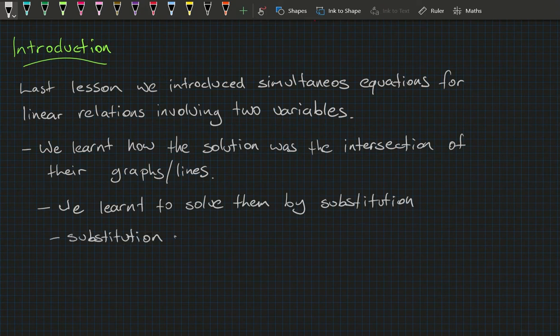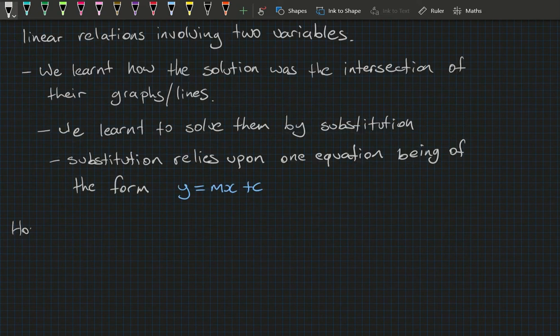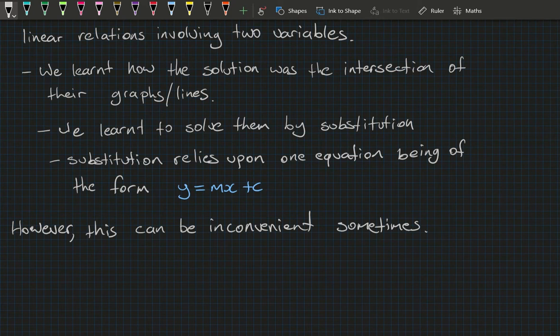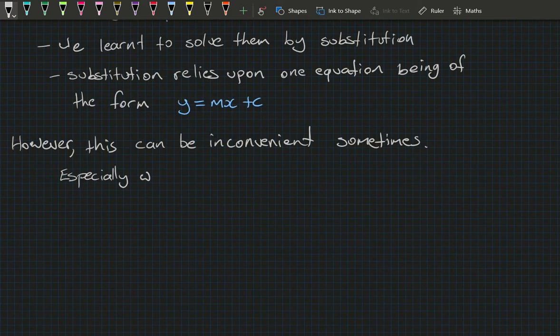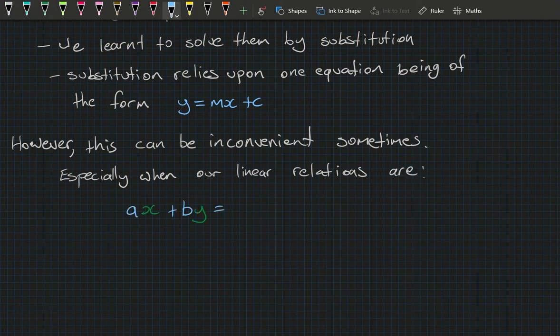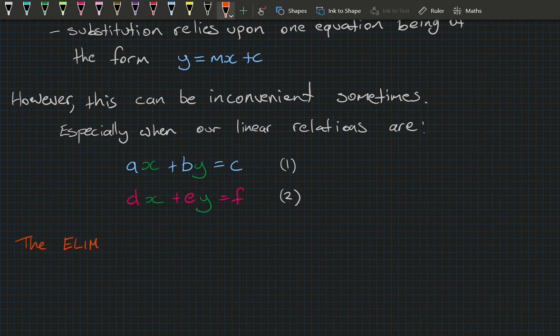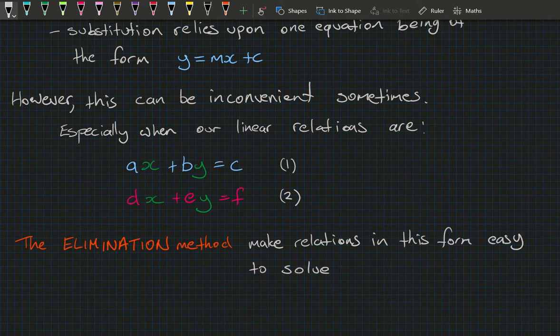This relied upon finding a relation of the form y equals mx plus c. However, sometimes it's not convenient to find a relation of that form, especially when the description of the two variables we're interested in, which I'll call x and y, may have the form ax plus by equals c and dx plus ey equals f, which I'll number 1 and 2 like I did in the previous lesson. So in this lesson we'll learn the elimination method, which allows us to leave our relations in this form.